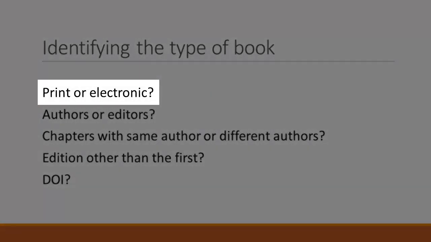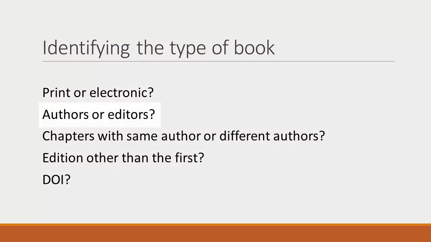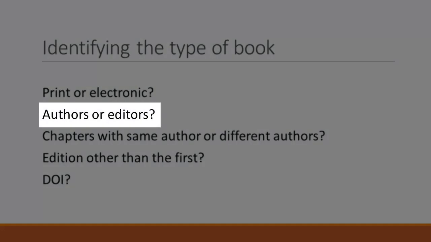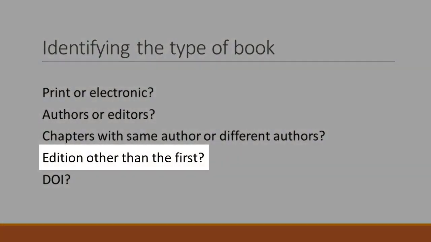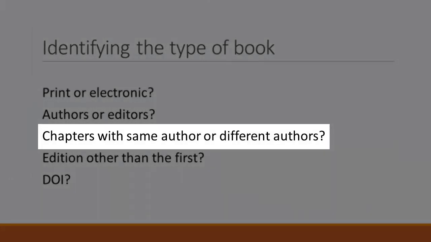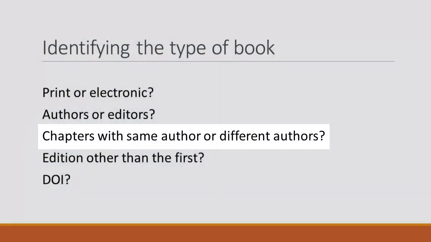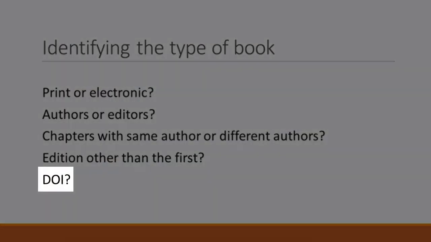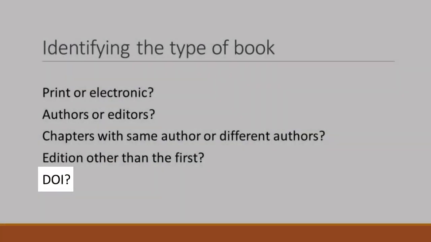First, you'll need to identify which type of book you have. Is it a print book or an ebook? Look at the cover of the book or the title page for authors or editors' names and for any edition number. If the book has editors instead of authors, they will usually be identified as such on the cover or the title page of the book. Look at the individual chapters in the book to see if they have different authors than those listed on the cover. Does the book have a DOI or digital object identifier?